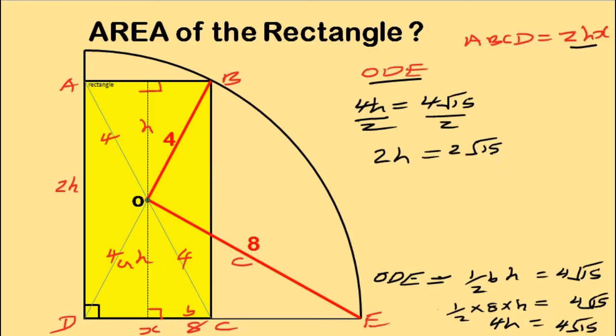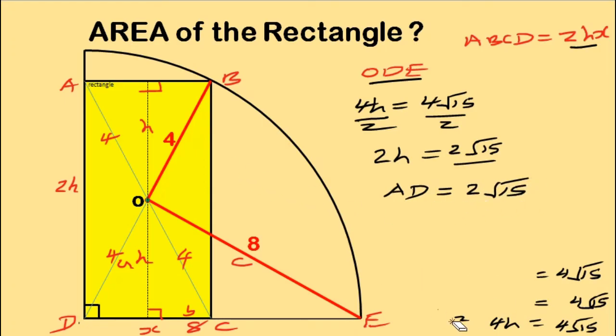And what is 2h? 2h is from A to D, the length or the width, whichever case. So from A to D is 2h, and that 2h we found is 2 root 15, meaning the length AD is 2 root 15. Having found the length AD to be 2 root 15, the task now is to find the width DC. So from A to D is 2h, which we found is 2 root 15. It means again from B to C, it shall as well be 2 root 15.